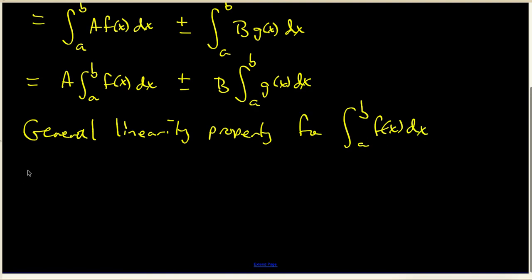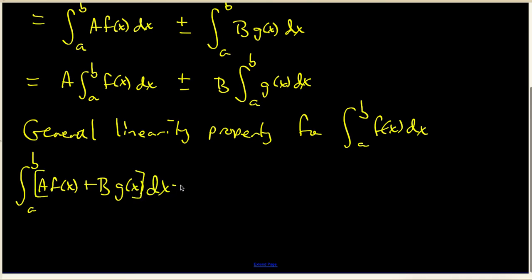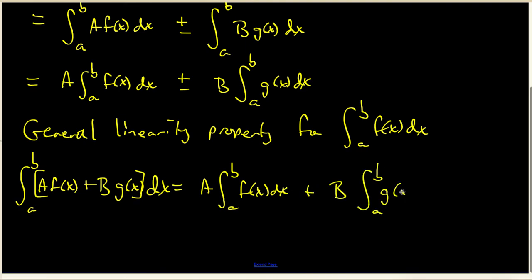And it says that if I want to look at the definite integral of capital A times little f of x plus capital B times little g of x, then I can rewrite that as A times the integral of f of x plus B times the integral of g of x. And there are times when the author of our calculus book does use this form of the linearity properties.